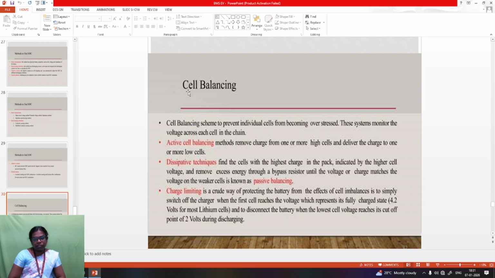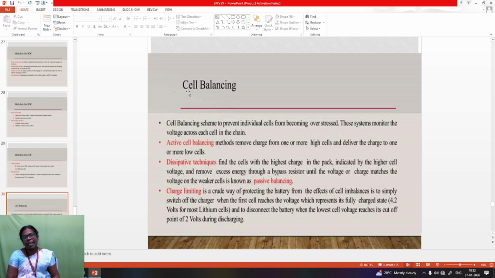Then cell balancing. Cell balancing is very, very important, because if thermal stress happens in one cell, the particular cell transfers the heat to the nearby cell. This is very important; only then do we maintain the cell balancing. So that's why I mentioned the cell balancing scheme, to prevent individual cells from becoming overstressed. As I told, the system monitors the voltage across each cell in the chain. So there are some types.